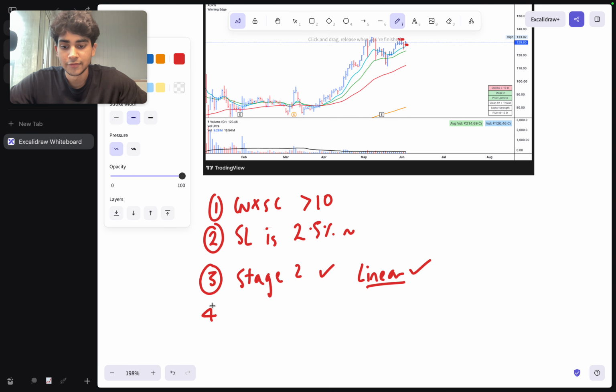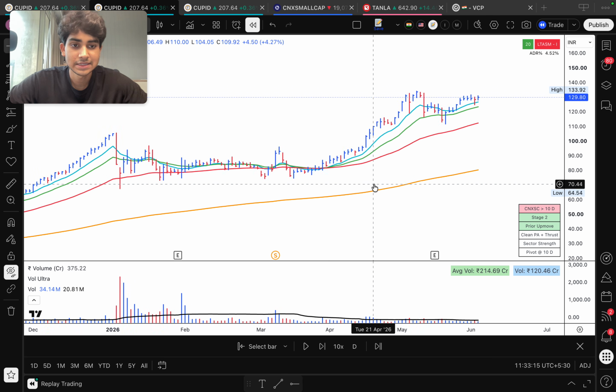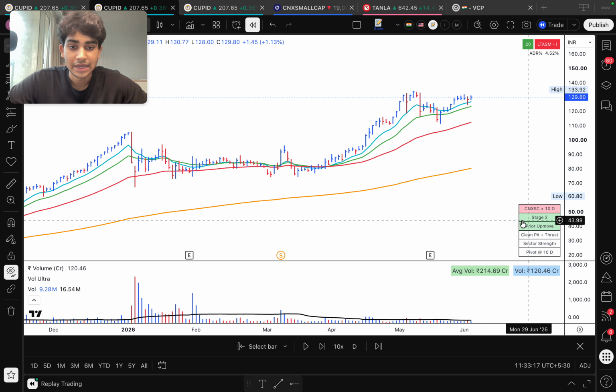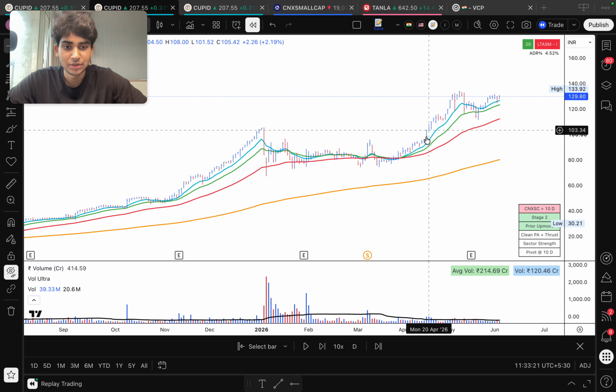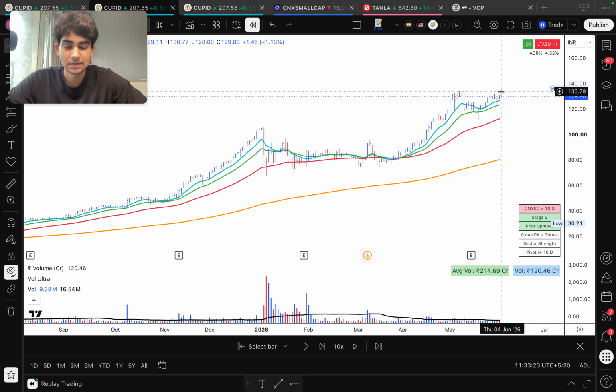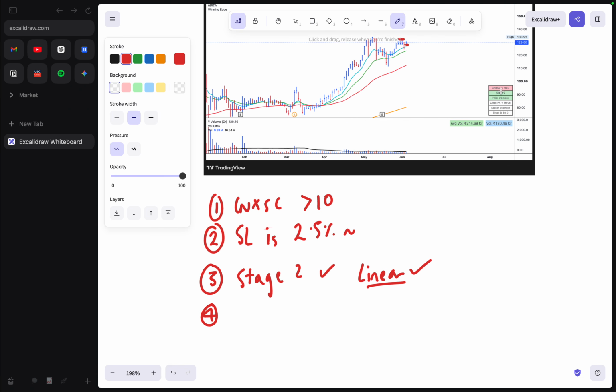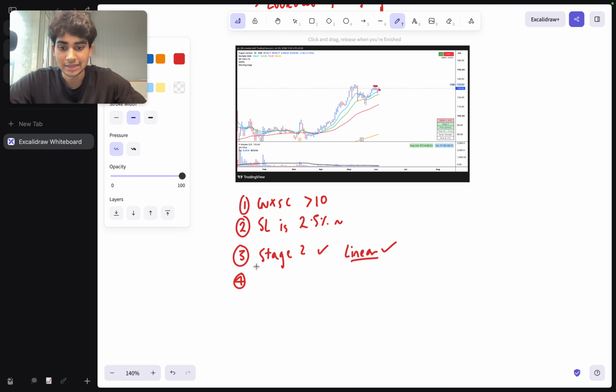Chalo. Number four, what is the next thing that I'm looking out for? Is there a prior up move? All right. So Cupid had a big move here, then came sideways, had another big move here, and then has come sideways again. So yes, there is a prior up move as well. So I can tick that as well. Prior up move. Lovely.